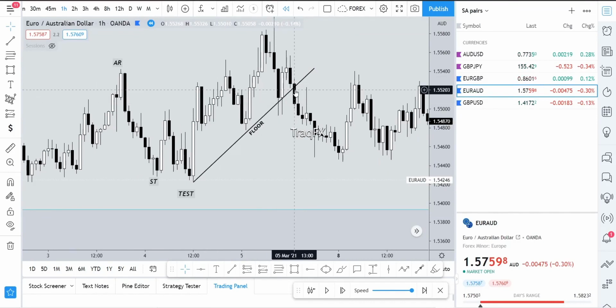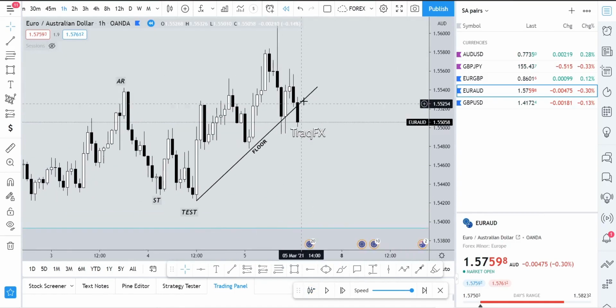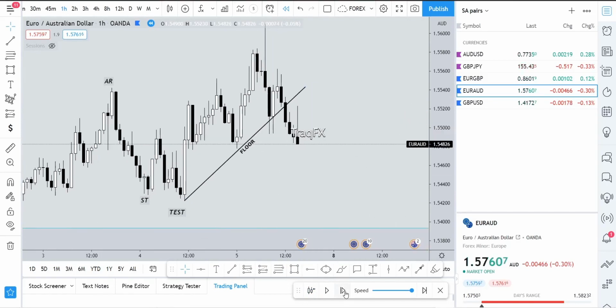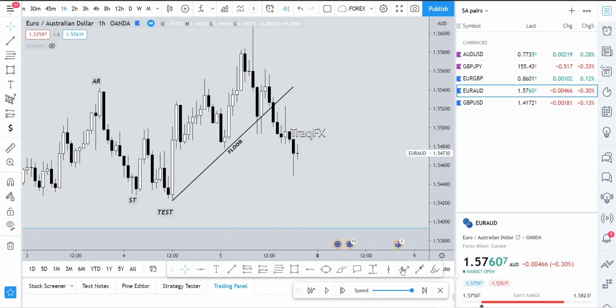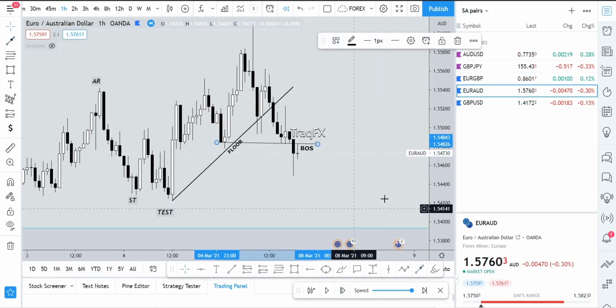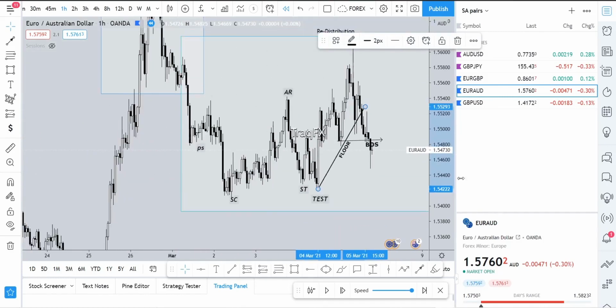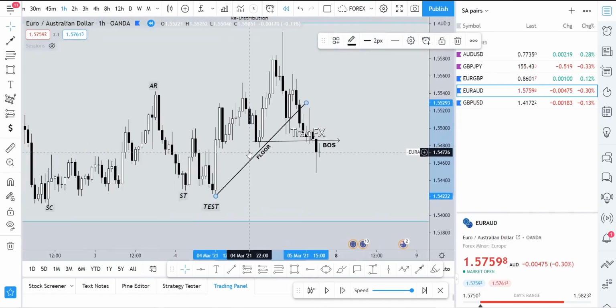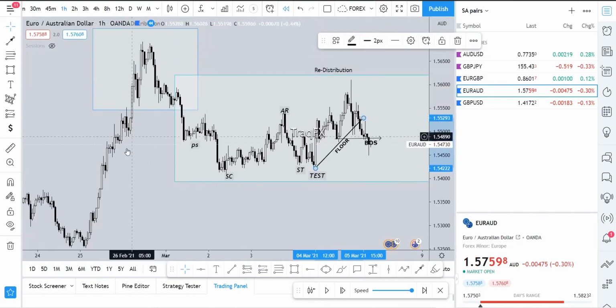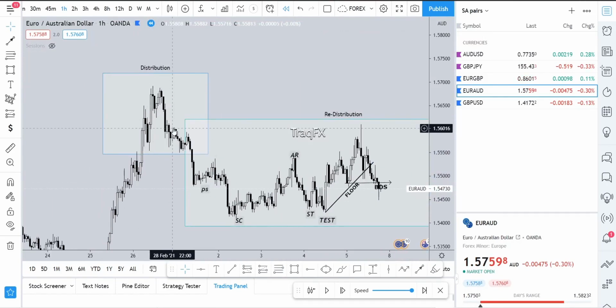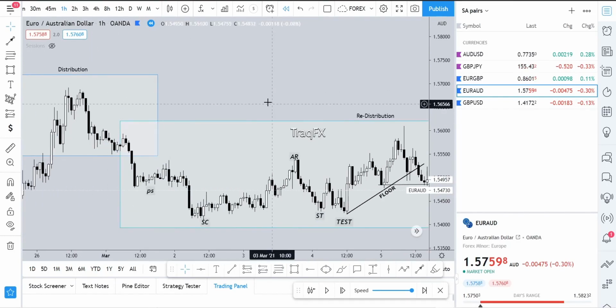So that's one confirmation. Now we want to see a break of structure. Let's go back in time. Clearly, it needs to break below structure. There we go. We have a break of structure below this low right here. Now we can begin looking for entries. Now is the right time because we have two confirmations. So this indicates to us that this is a redistribution schematic and not an accumulation. Price needed to continue distributing from this previous distribution schematic.